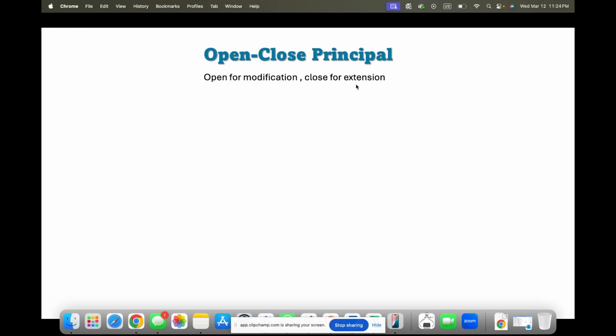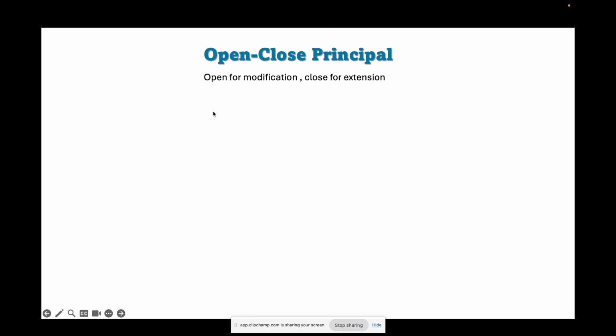Welcome back everyone, and now let's talk about the open close principle. The definition of the open close principle is that it is open for extension and closed for modification. So what is meant by this? Let's understand this with some examples.